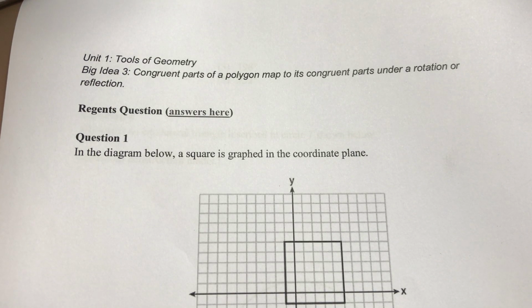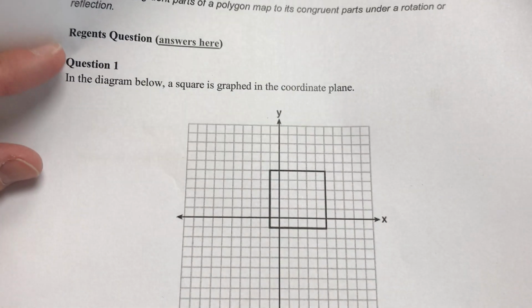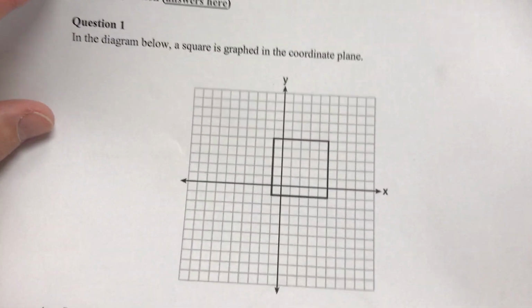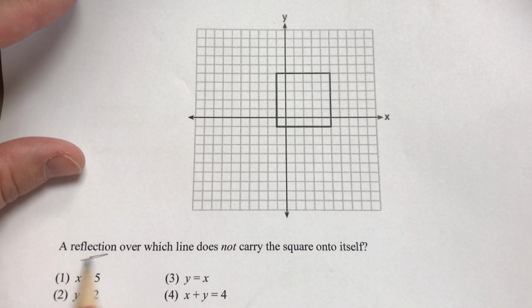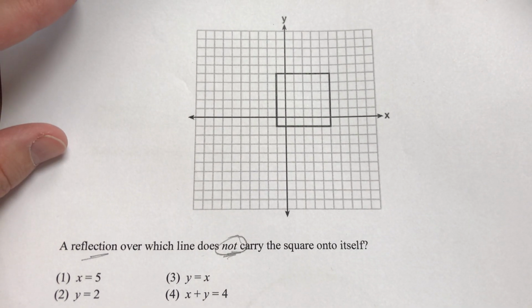Hi everyone, so this is the Unit 1 review. I will go through as much of this as I can. So here we go. These are all questions related to the fact that congruent parts of a polygon can map. And a lot of these questions show up on the regions all the time. So this question is a reflection over which line does not. Always pay attention to those "not" questions because I like to put them on there.